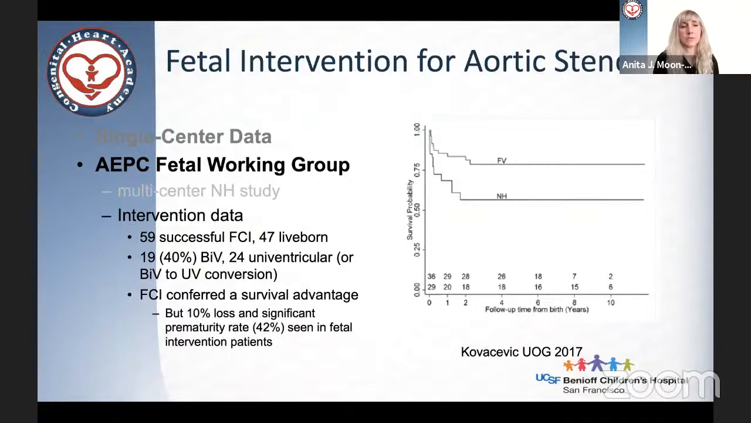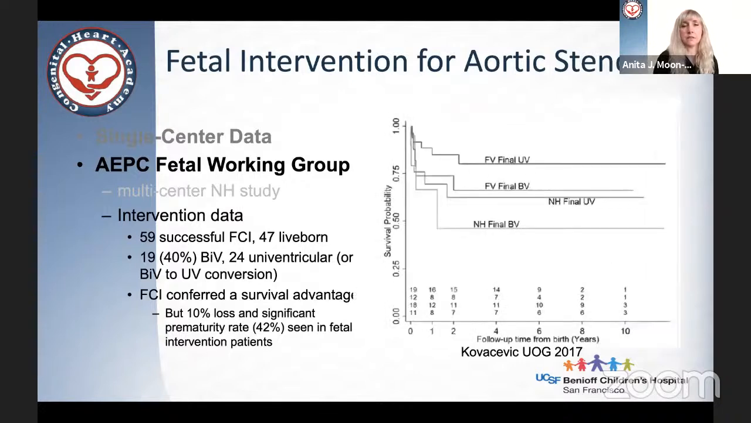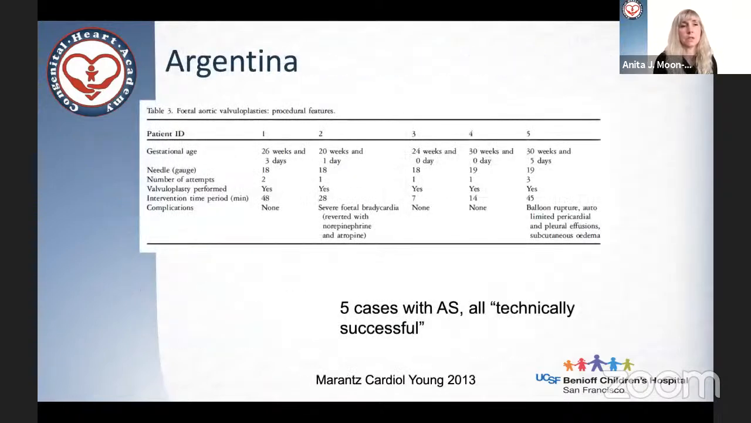And so in a second paper from the same data set, looked at 59 successful interventions, of whom 47 were live born, and followed them out up to 10 years. They found that the fetal cardiac intervention, that's FV, this top line here, did confer a survival advantage in their patients. But when they looked at what the actual outcome was in terms of circulation, the patients who had fetal valvuloplasty and were univentricular at birth were the ones that were driving this survival advantage.